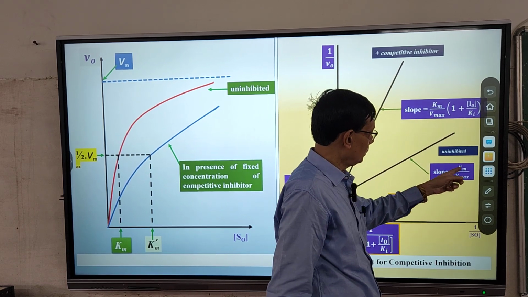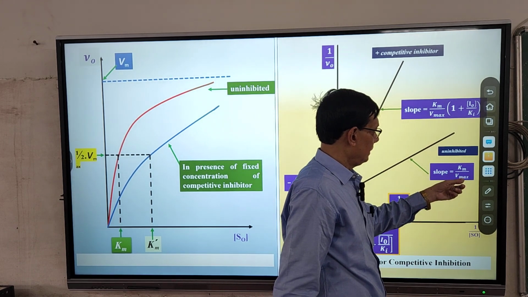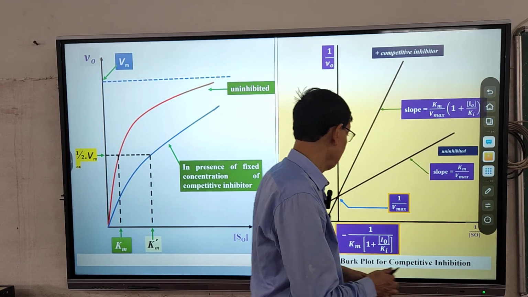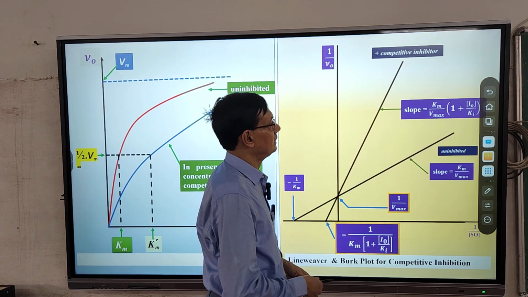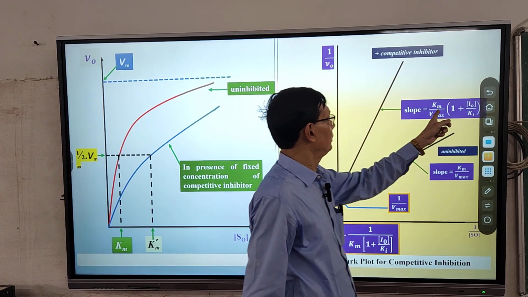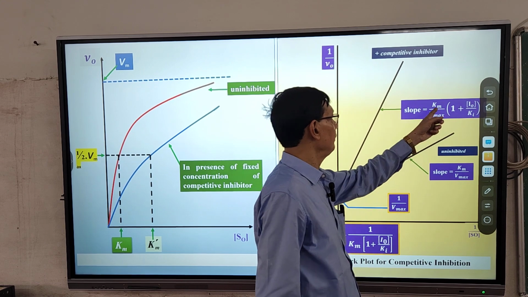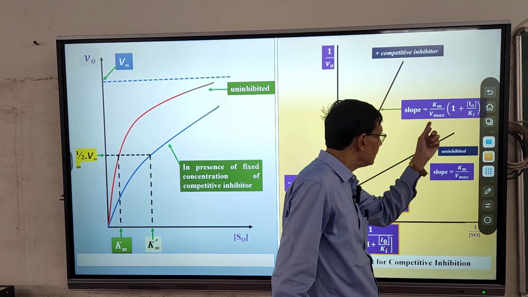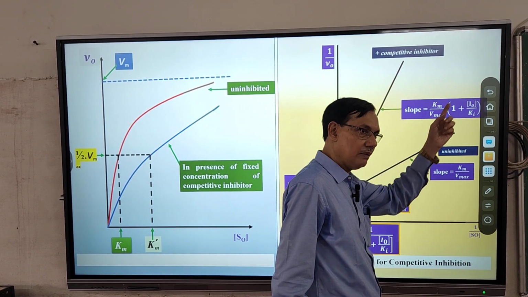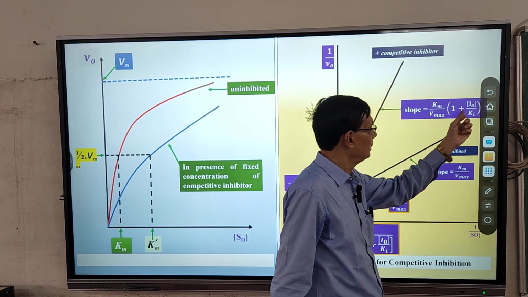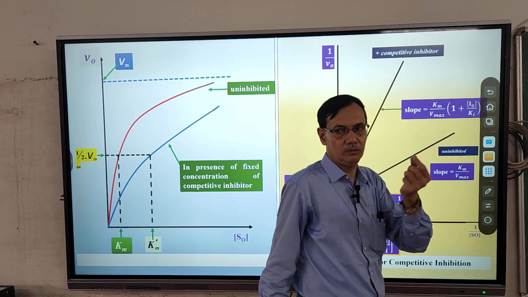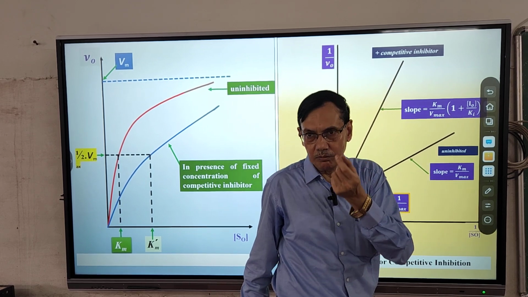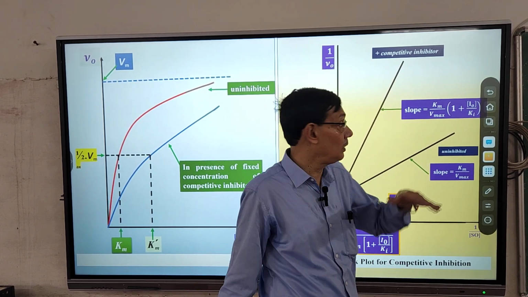So the slope is equal to Km over Vmax. But if we add some inhibitors, then of course the value of the slope is Km dash divided by Vmax. Km dash is larger, so naturally the slope value increases. This is the type of numerical problem or short multiple choice question you may get, but for that you have to understand this subject.